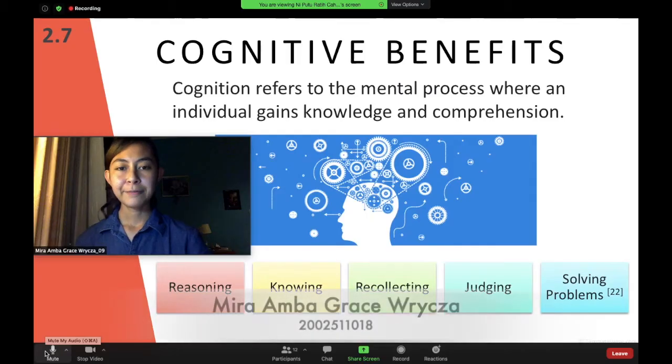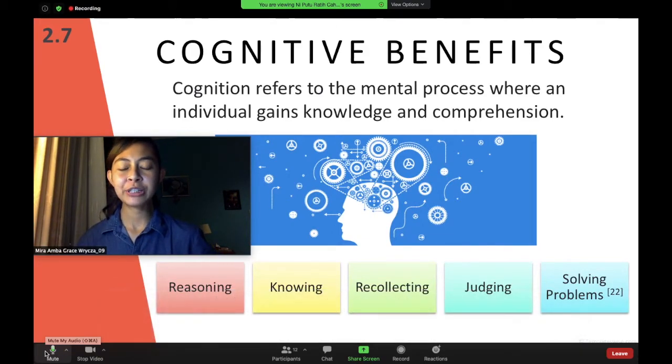Next. My name is Mira Amba Wrycza, and I'm going to explain about the cognitive benefits. But first, what does cognition mean? Cognition refers to the mental process where an individual gains knowledge and comprehension. It happens when we learn and includes reasoning, knowing, recollecting, judging, and solving problems.